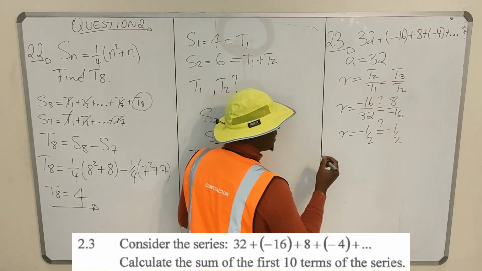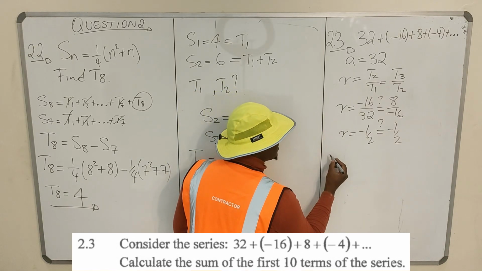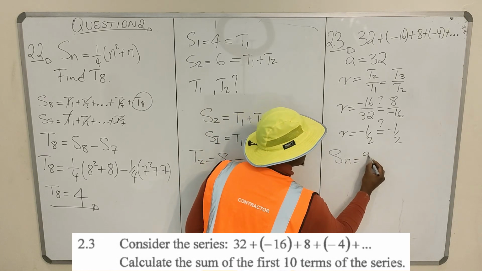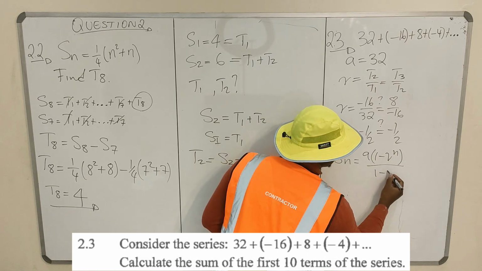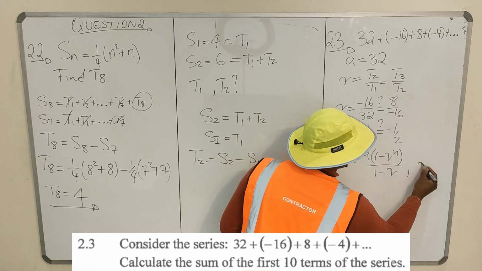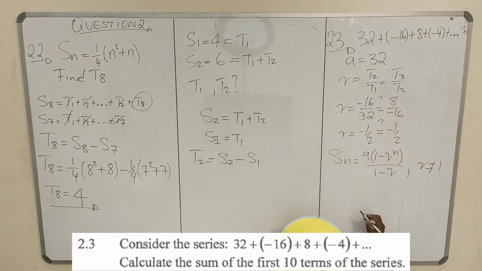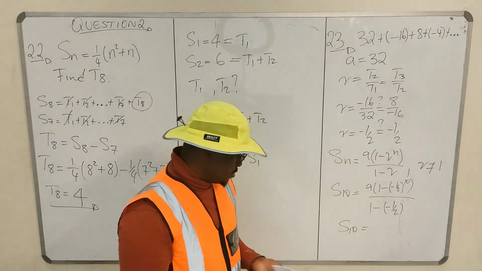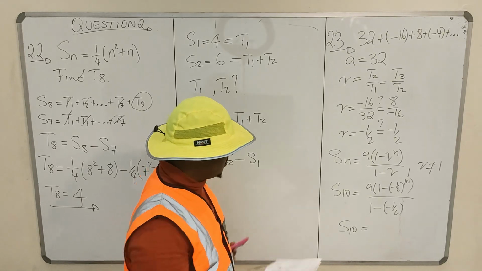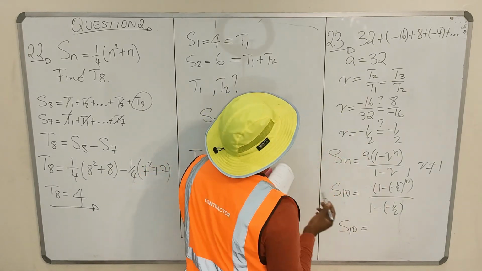So if you want the sum of 10 terms, you know that to find the sum of a geometric series, Sn is equal to A times 1 minus R to the n over 1 minus R, where R is not equal to 1. So S of 10 terms will be equal to A times 1 minus half to the 10 over 1 minus negative half. So your sum of 10 terms will be the answer of that. Let's find it. Your A is the first term, it's equal to 32.